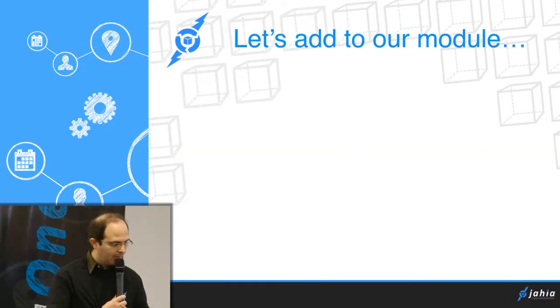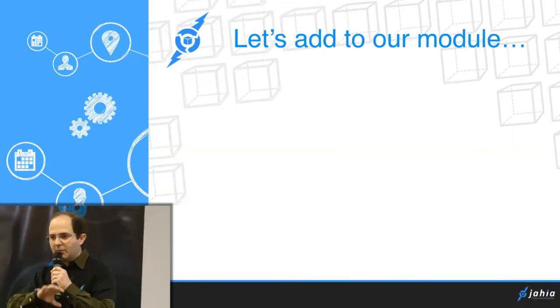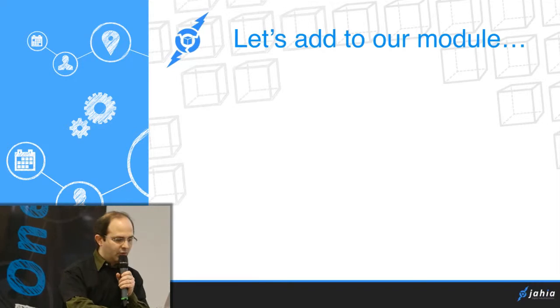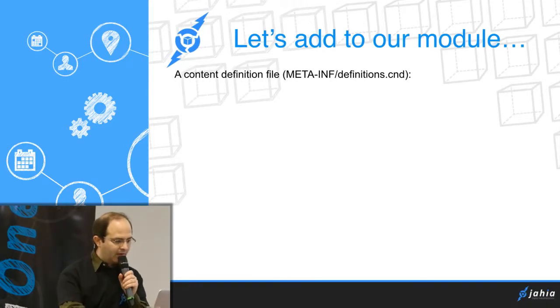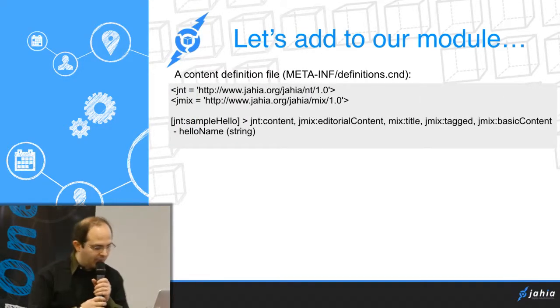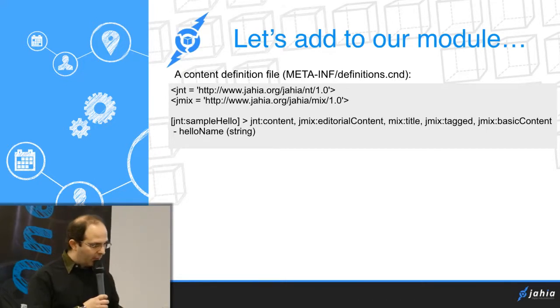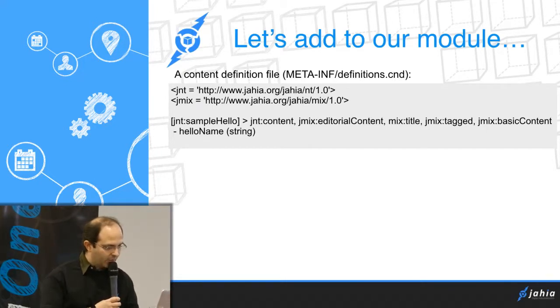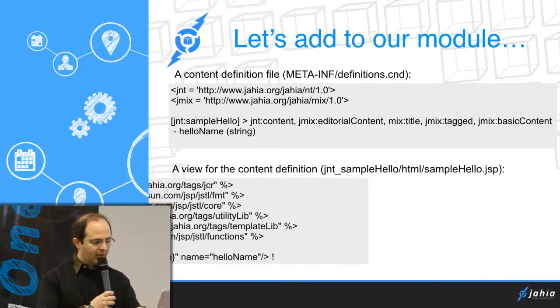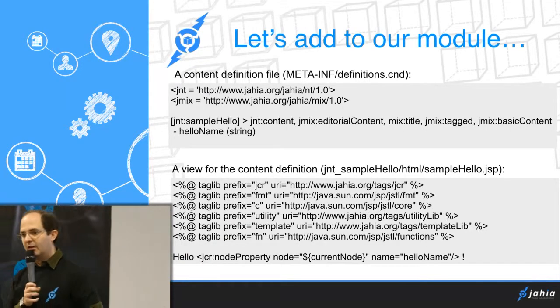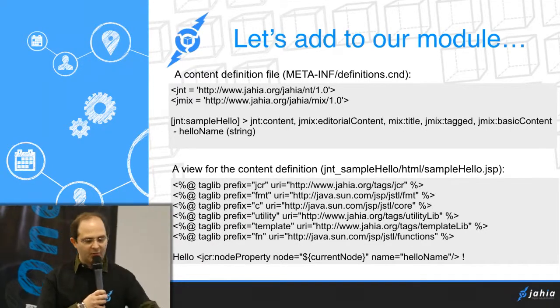project. Now, let's say that we are going to build a very simple first module, and we're going to add a content definition file. Here we have a very simple one that just has a single property. It's a simple node type with a property called hello name. And we're going to add a view for this. So what happens in OSGi when I do that?